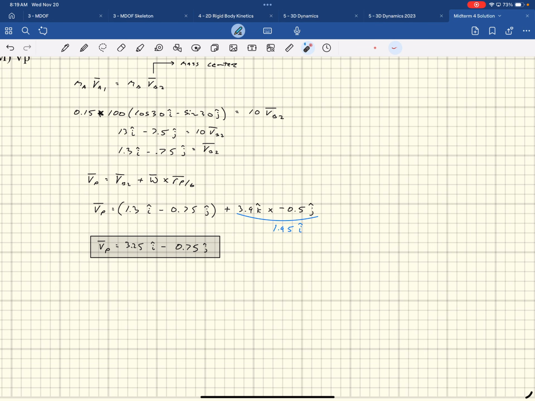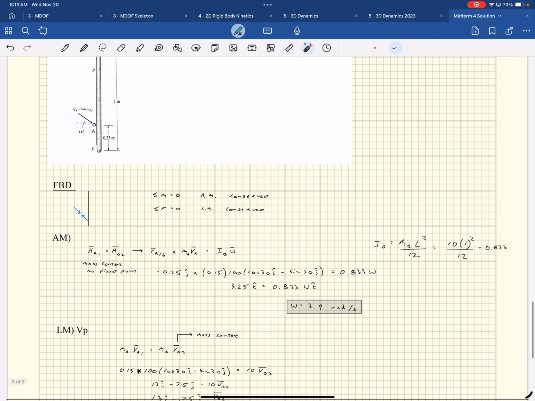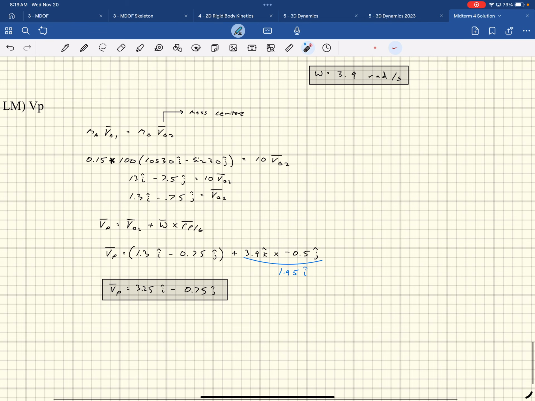VB2 is going to have an X and a Y component to it. You have to keep both of those. Basically, this thing is coming in at an angle, so it's going to continue to move down, and it's going to translate to the right. It's going to do both of those things. The momentum in both directions is conserved, so you have two components there. So now I get that. That's the velocity of the mass center, the 1.3 in the I minus 0.75 in the J.